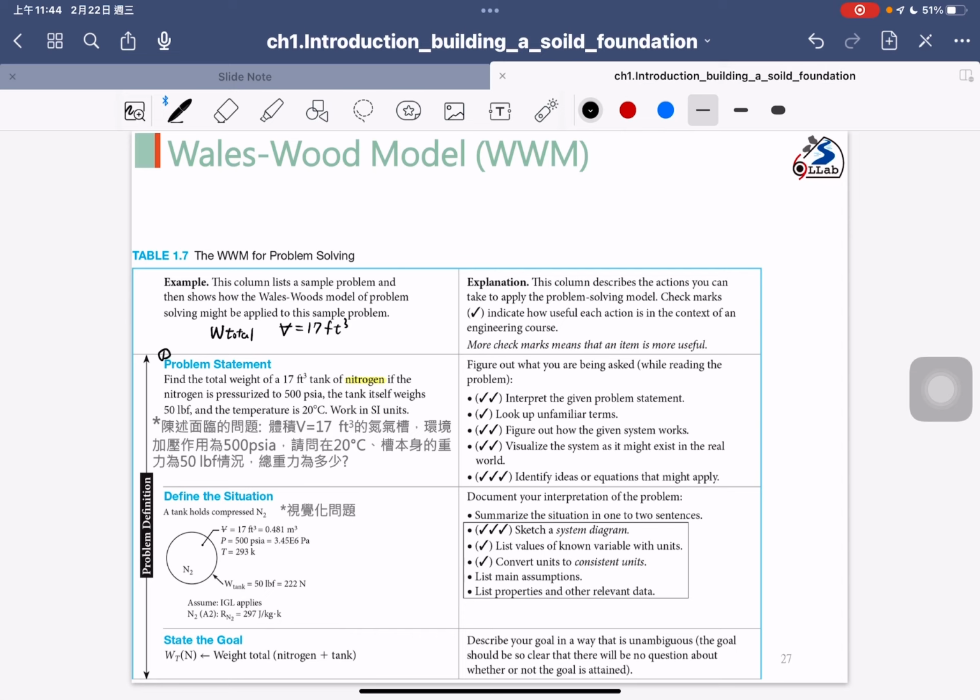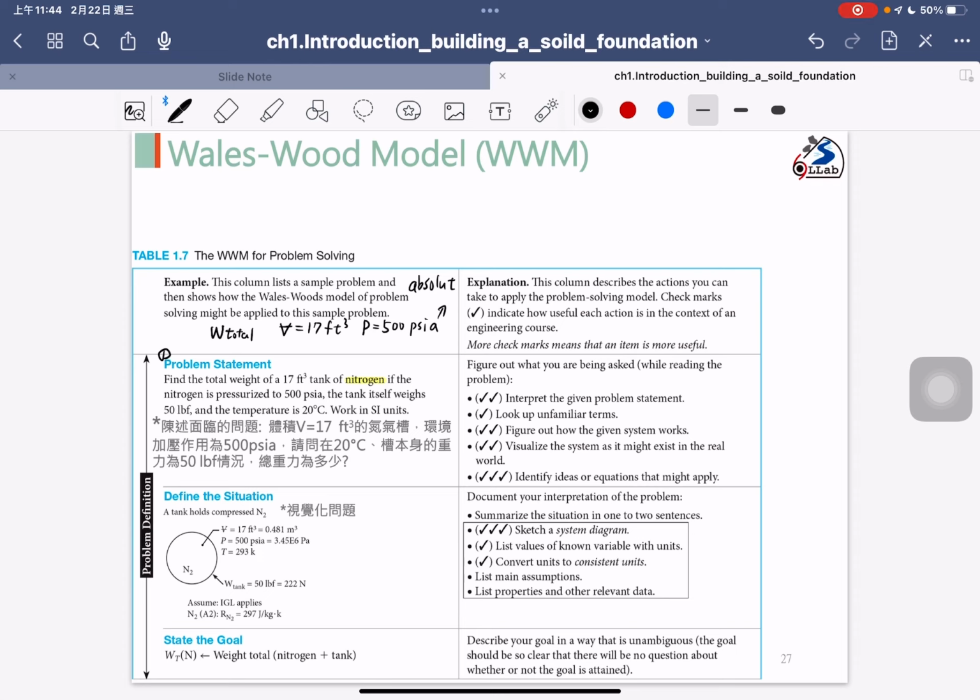And we know the nitrogen is pressurized to 500 psi absolute. The psi, as already explained before, is pound force per square inch. And I didn't tell you what the A stands for here. The A means absolute pressure, 绝对的压力, absolute pressure.